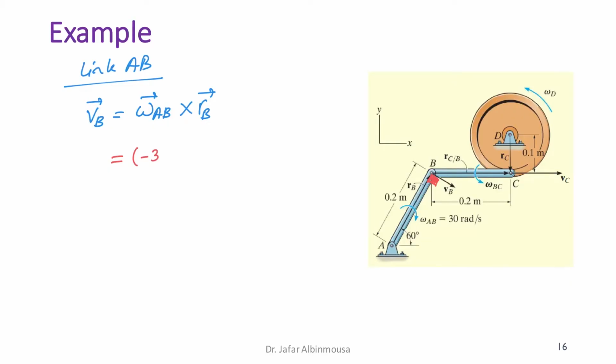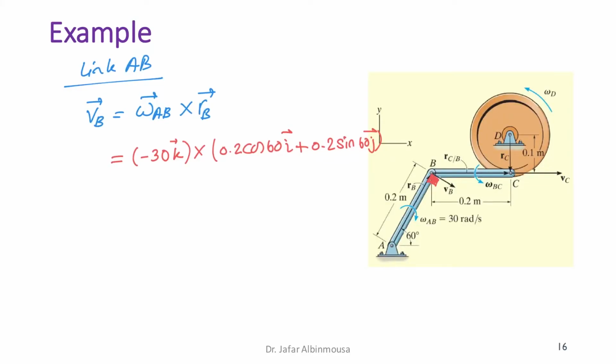So if we write this in a vector notation, then we will have minus 30k as a vector crossed by 0.2 cosine 60 i plus 0.2 sine 60 j.